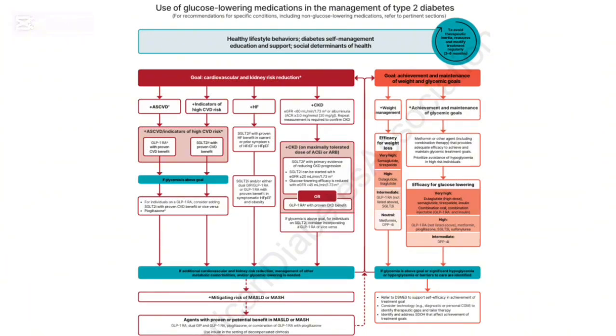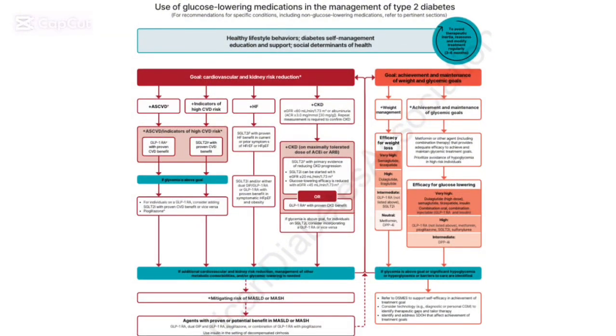The kidney disease section specifically addresses chronic kidney disease, CKD, defined by reduced estimated glomerular filtration rate, eGFR, below 60 milliliters per minute per 1.73 square meters, or albuminuria with urine albumin creatinine ratio, ACR, greater than or equal to 30 milligrams per gram.